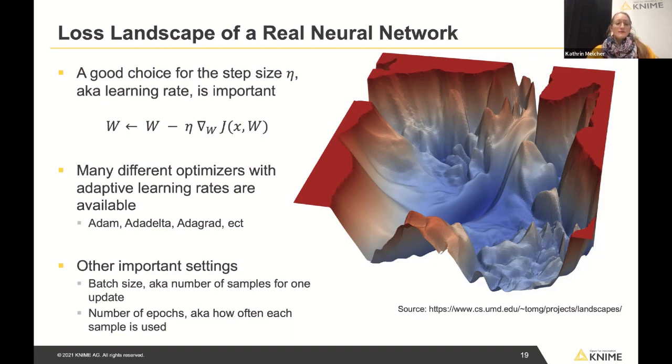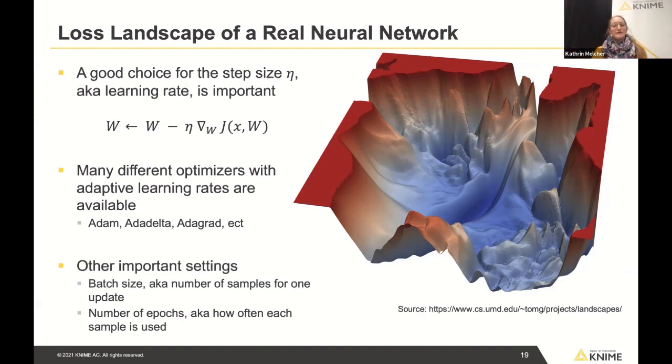Available optimizers that we have in the Keras integration of KNIME Analytics Platform are, for example, Adagrad or Adam, which uses an additional term during optimization, which is called the momentum term. Other important settings for training a neural network are the batch size and the number of epochs. And the batch size defines how many samples we actually take into account for one weight update.